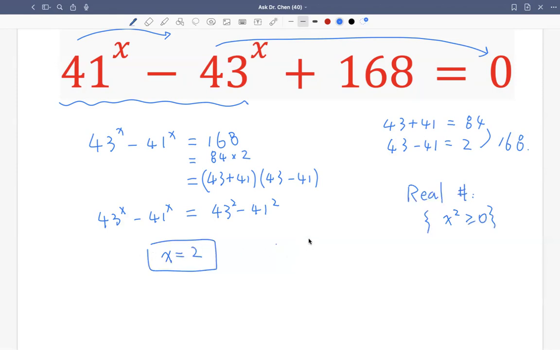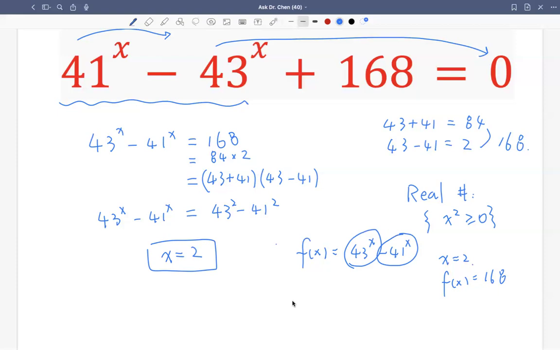Why? Because we can think of a function defined by 43 raised by x minus 41 raised by x. And with x equal 2, that's just 1 point. With x equal 2, we have f of x equals 168. But observe this. 43 raised by x is exponential growth, and 41 raised by x is exponential growth, but this negative is reflection, right?